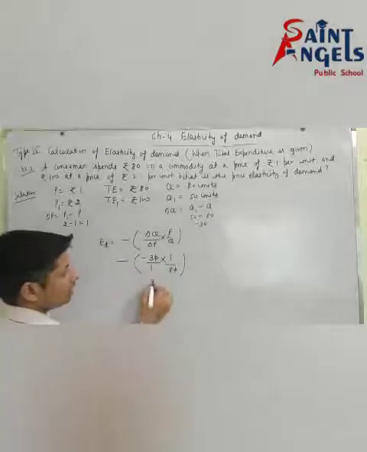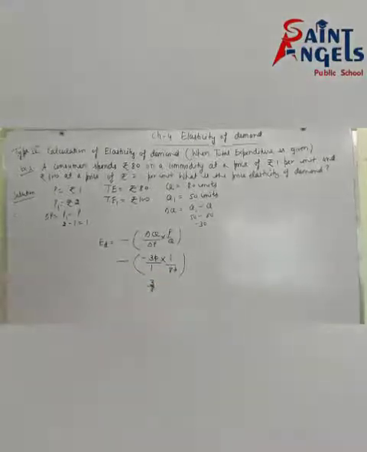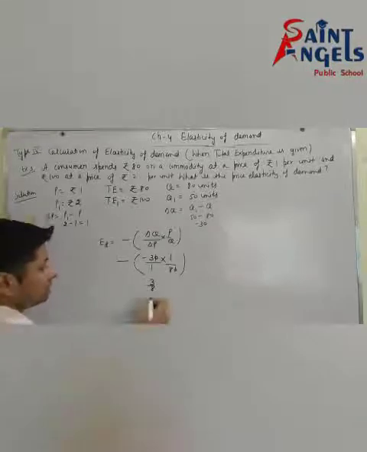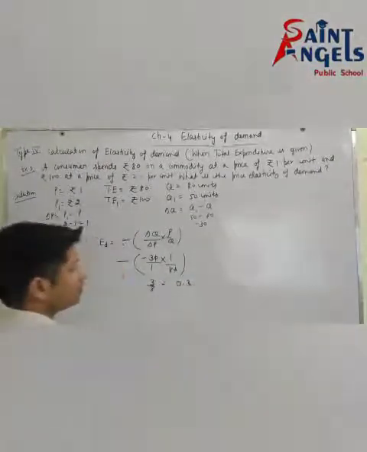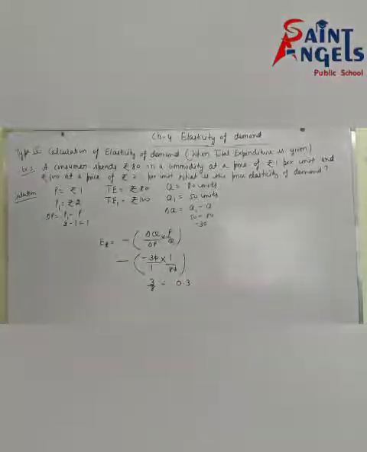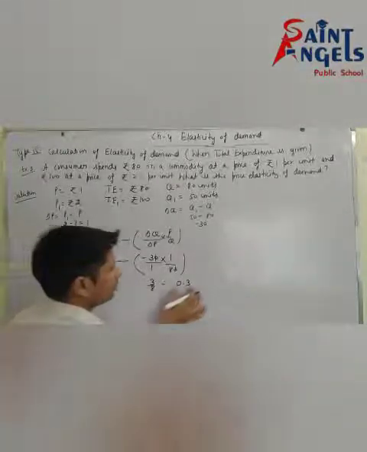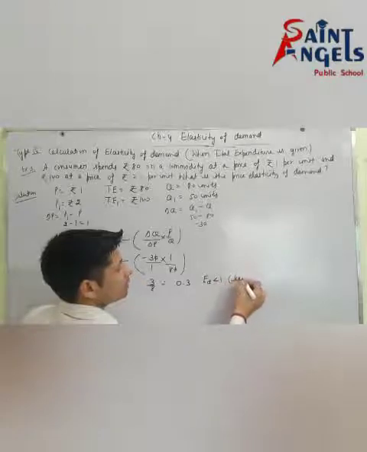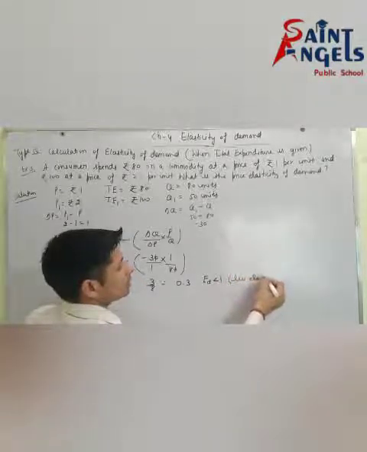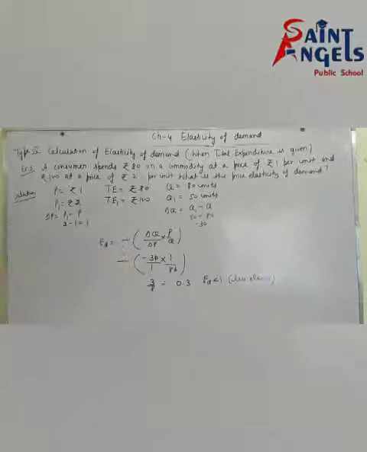See, 3 by 8. 3 by 8 means 0.375, which is about 0.3. So ED is less than 1. ED is less than 1 means less elastic. So I hope all of you have understood how you will solve this type of question.